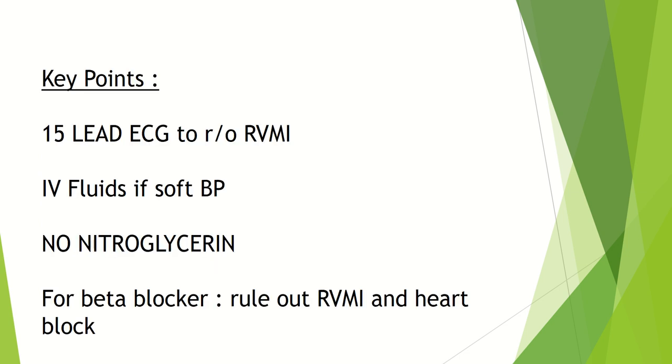So key points to remember here is you will do a 15-lead ECG to rule out a right ventricular myocardial infarction. Give them IV fluids if the blood pressure is low. No nitroglycerin just because the blood pressure is low. And then for beta blocker, always rule out that your patient doesn't have right ventricular MI, any arrhythmia or heart block going on.